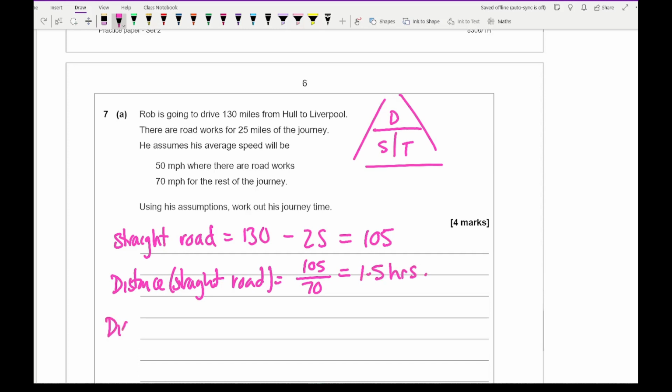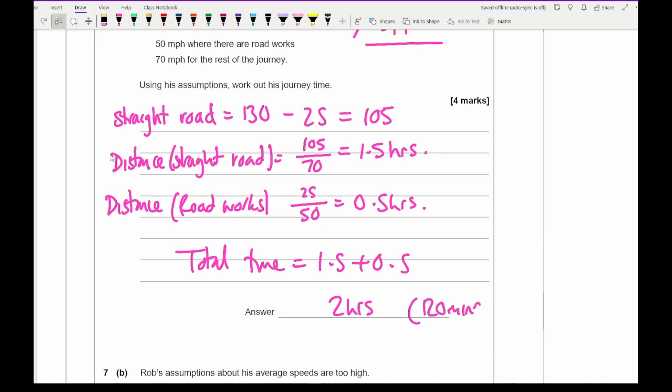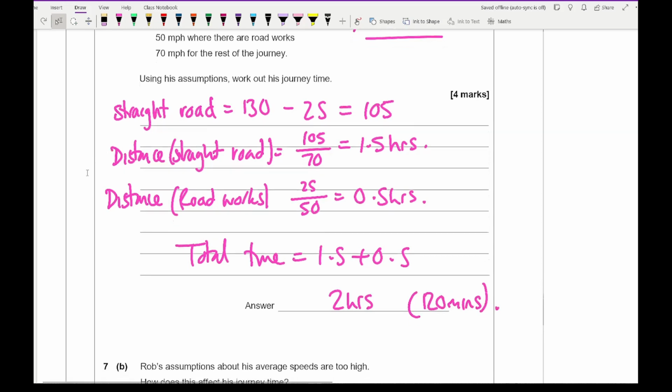Then the distance during the roadworks is going to be the distance, which is 25 miles, over the speed, which we know is 0.5 hours. So then the total time is going to be those two added together. So the total time is going to be 1.5 plus 0.5, which gives me an answer of 2 hours. Or if you've worked it out in minutes, it'll be 120 minutes.